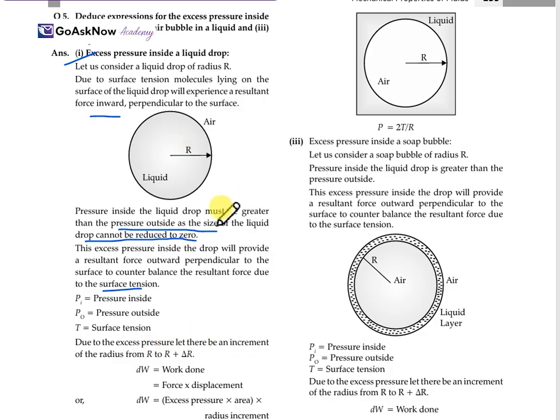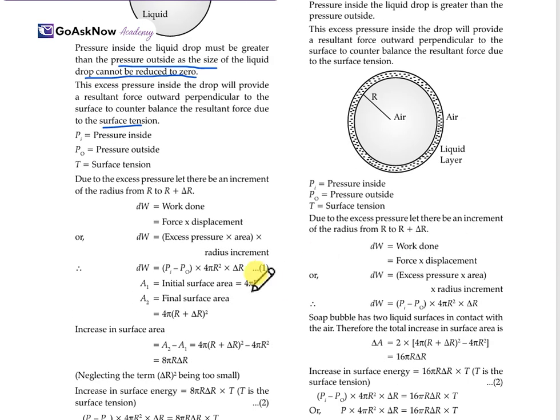The radius changes from R to R plus delta R. Then the work done dW is equal to force into displacement. We know that W is equal to F into D. So excess pressure into area, into the radius increment. So this will be dW, pressure, and the area. When we solve this, we get 4 pi (r plus delta r) whole square.